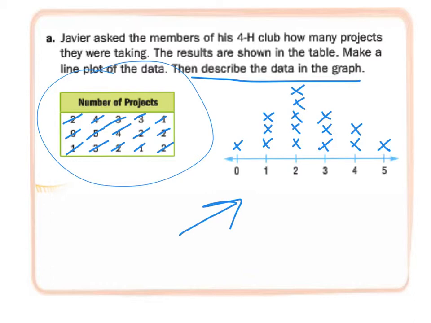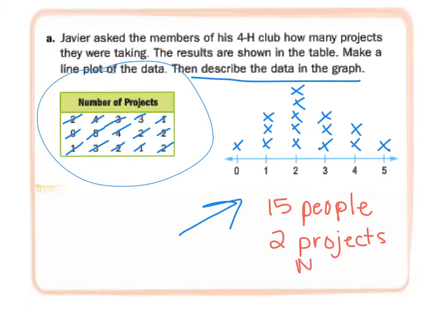I could say that there were a total number of people, 1, 2, 3, 4, 5, 6, 7, 8, 9, 10, 11, 12, 13, 14, 15. So I could easily say that there were 15 people. The amount of projects that were the most were 2 projects. So that would be like the mode, because it happened the most.